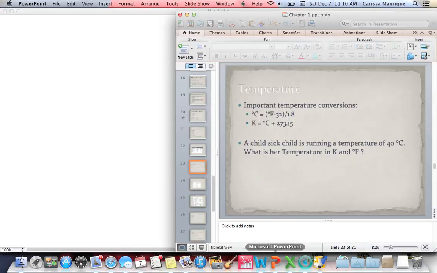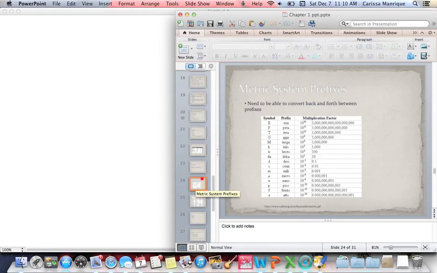Okay, so let's do some more conversions. That was going back and forth with temperature. Here's your metric scale. So you can see centimeters, millimeters, micrometers, nanometers, decimeters, kilometers, and this gives you the unit compared to a meter. So if you look here, there are 0.01 meters in 1 centimeter, or 100 centimeters in a meter.